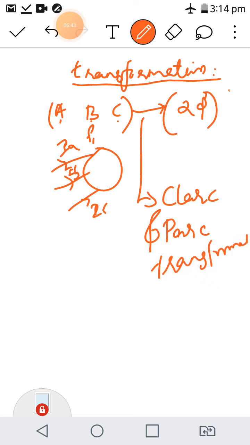We will learn about this Clarke and Park transformation in the next video. Today I will be explaining only the basic concept that lies in vector control. The main point is that you will be converting these three-phase quantities into equivalent two-phase quantities, and you resolve them and control them independently. That is the meaning of transformation theory.